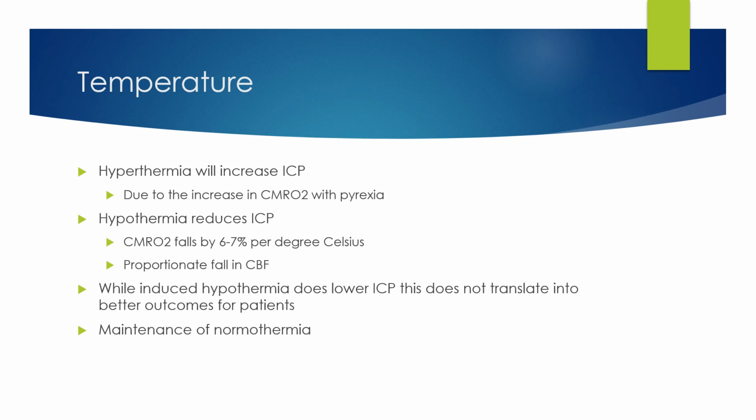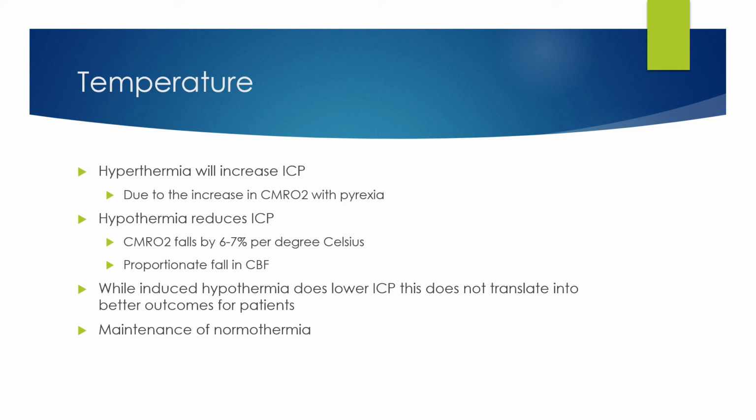We know that an increase in temperature causes an increase in intracranial pressure, and this is due to the increase in cerebral metabolic rate of oxygen consumption with pyrexia, your CMRO2. If you cool a patient, you can reduce CMRO2. So 6 to 7% fall in CMRO2 per degree Celsius cooling that you institute for your patient. And with that, you get a proportionate fall in cerebral blood flow, therefore blood volume, and therefore ICP.